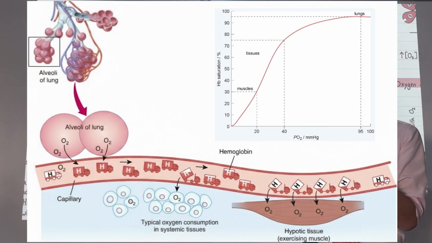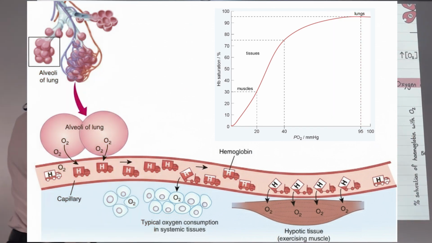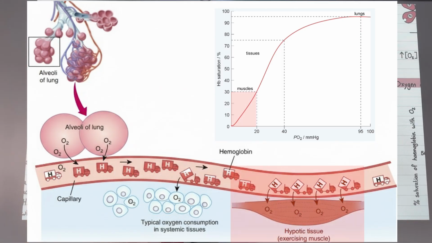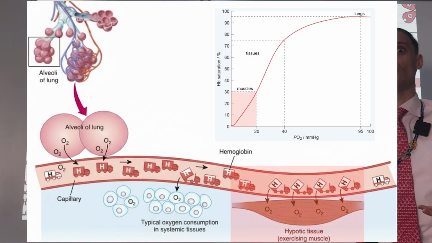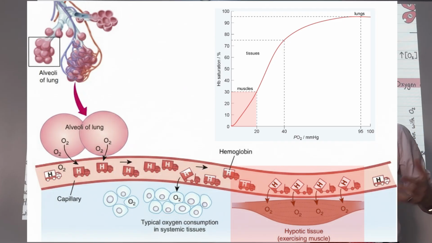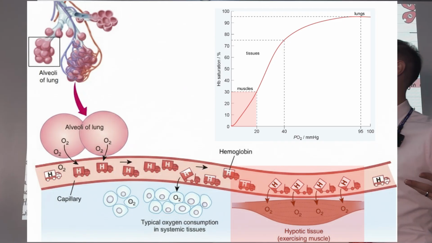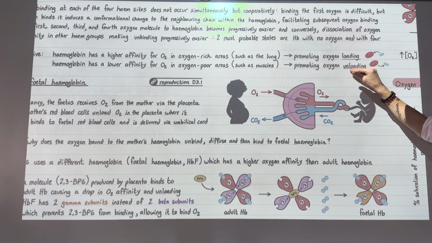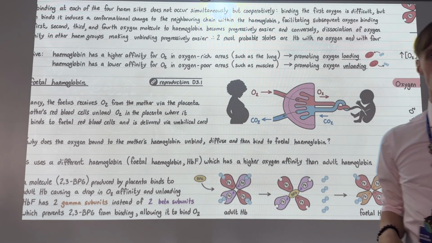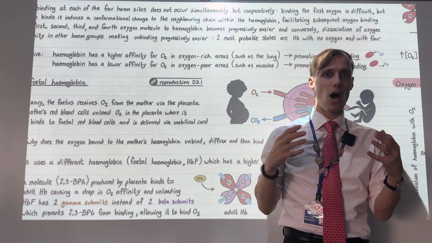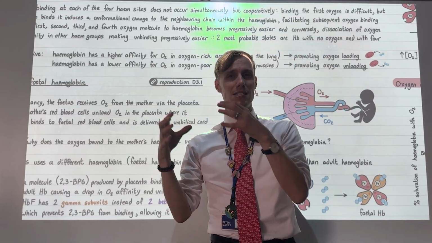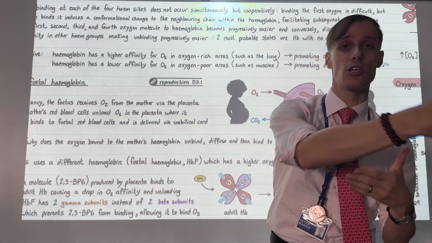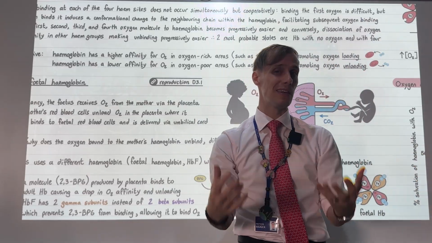And this is also true in the reverse. Hemoglobin will have a very low oxygen affinity in very oxygen poor areas, such as tissues that are undergoing high amounts of aerobic respiration, such as the muscles. So that means in those areas, oxygen unloading is going to be promoted. So in this way, oxygen is being able to be taken where it's very high and being able to be delivered and used where it's really, really needed.